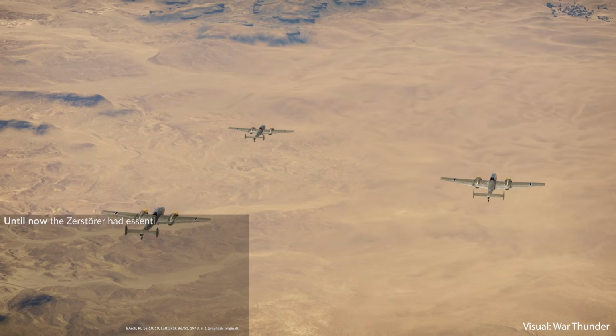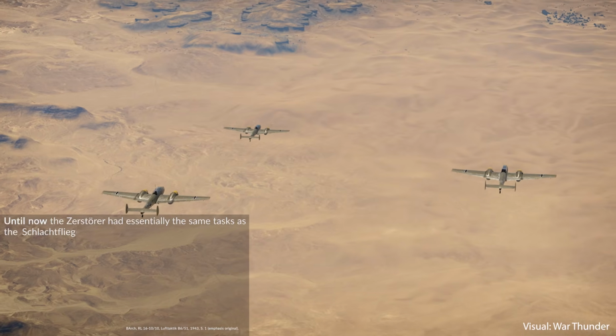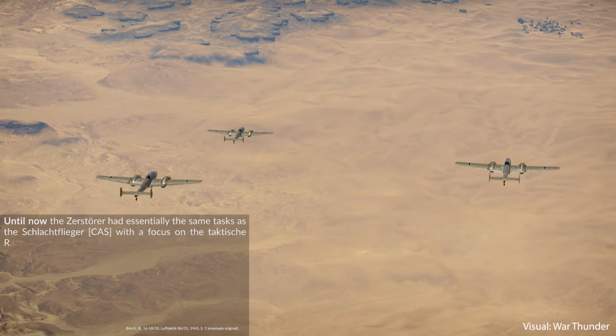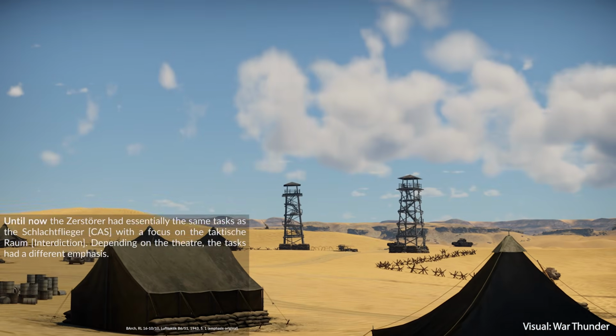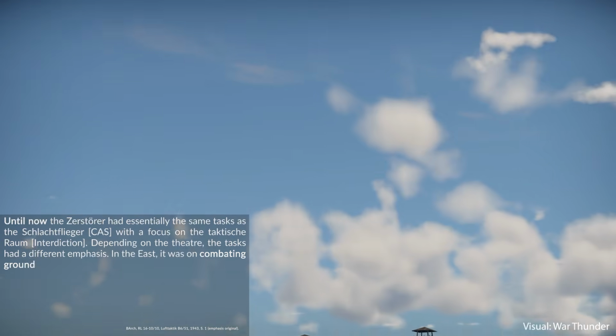And actually, I found a file in the German military archives from 1943 that shows this really well. Until now, the Zerstörer had essentially the same tasks as the Schlachtflieger with a focus on the taktischer Raum. Depending on the theater, the tasks had a different emphasis. In the East it was combating ground targets.